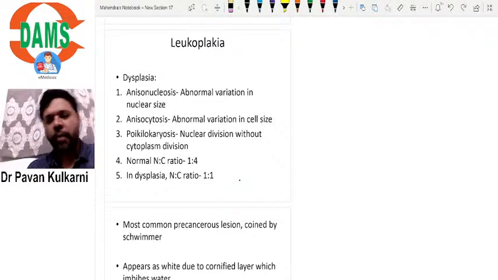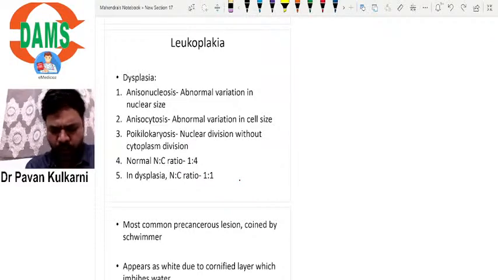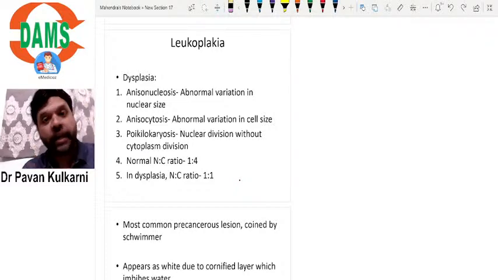Malignant disorders. Among that, the most important one is leukoplakia. What is leukoplakia? As the name itself suggests, leukos means white, plakia means patch. A white patch which cannot be scraped off. So that's the basic definition of leukoplakia. Leukoplakia is a white patch or a plaque that cannot be scraped off or stripped off.